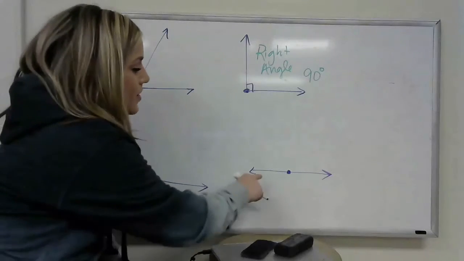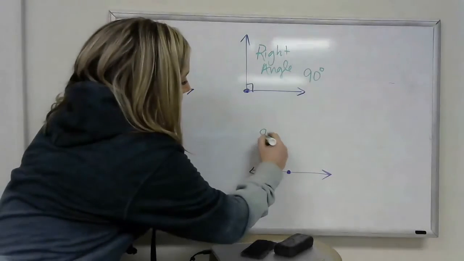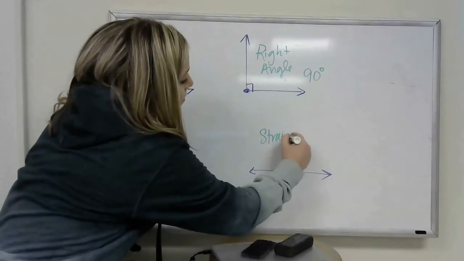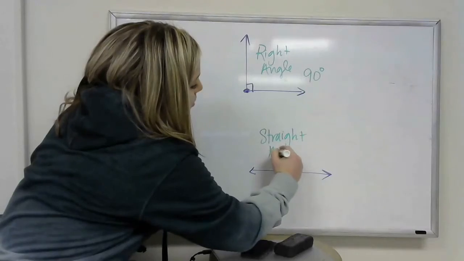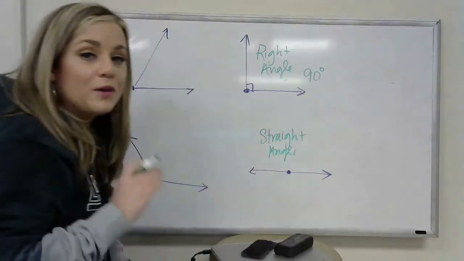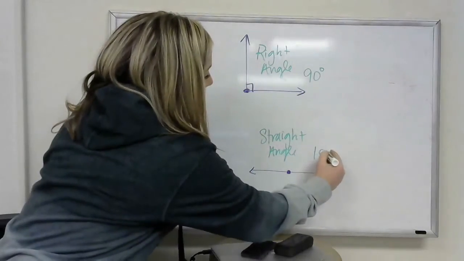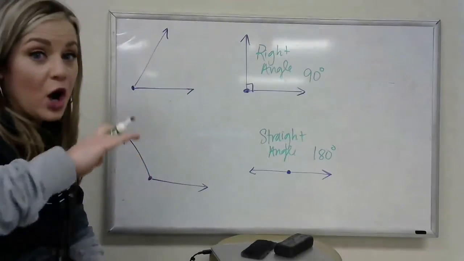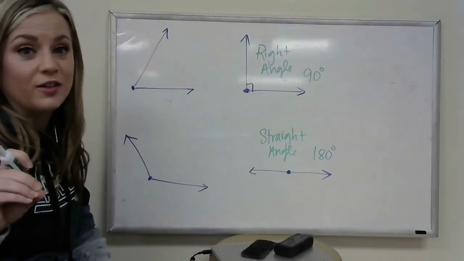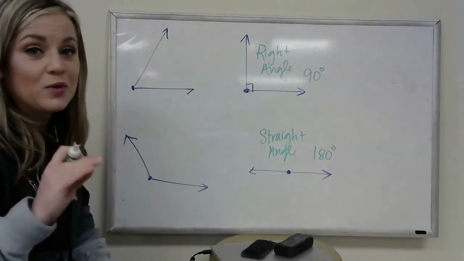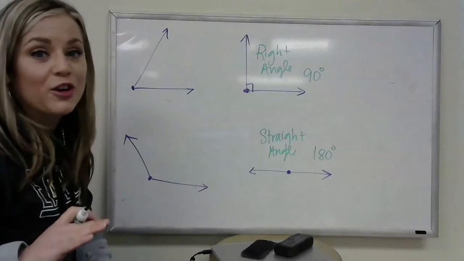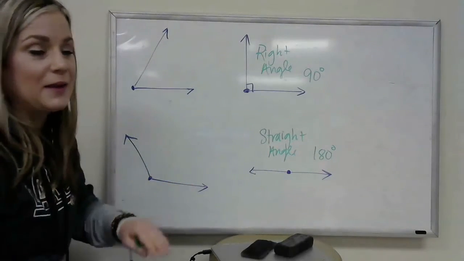Okay, we know that this is a straight angle, right? So you may want to write this down. A straight angle, and we know that straight angles measure 180 degrees. That's it. Can only measure 180 degrees, nothing else. Can't be 179, can't be 181, just straight up 180.